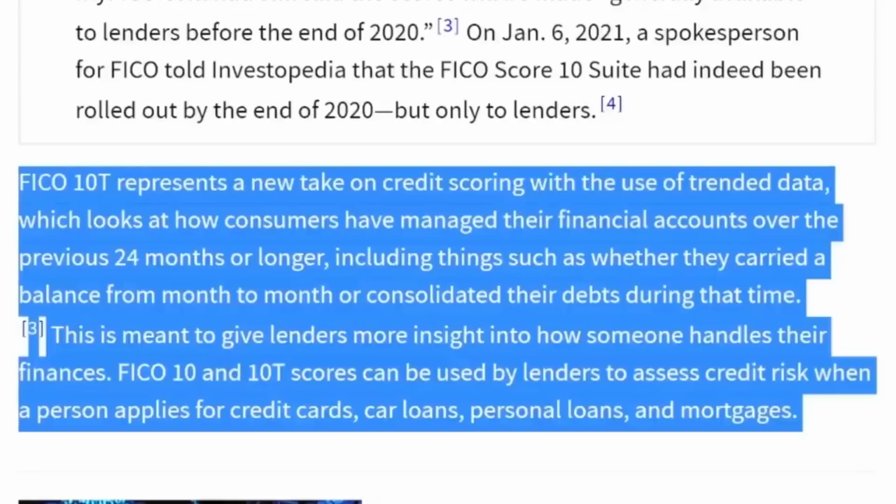FICO 10T represents a new take on credit scoring with the use of trended data, which looks at how consumers have managed their financial accounts over the previous 24 months or longer, including things such as whether they carried a balance from month to month or consolidated their debts during that time. This is meant to give lenders more insight into how someone handles their finances. FICO 10 and FICO 10T scores can be used by lenders to assess credit risk when a person applies for credit cards, car loans, personal loans, and mortgages.